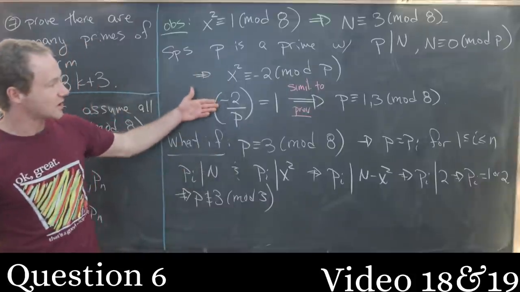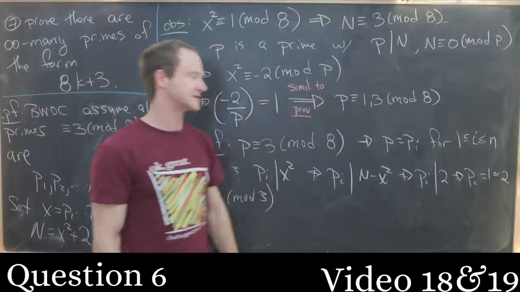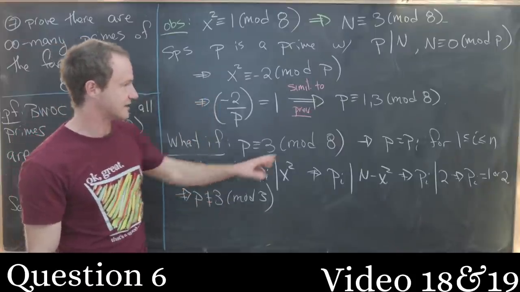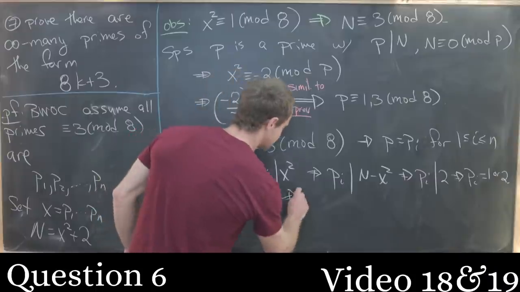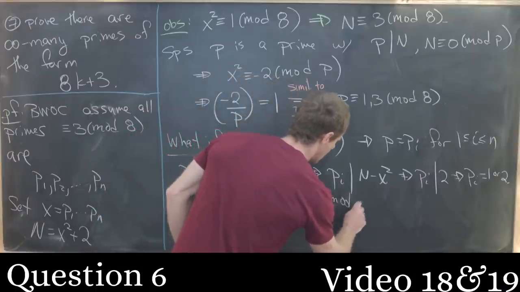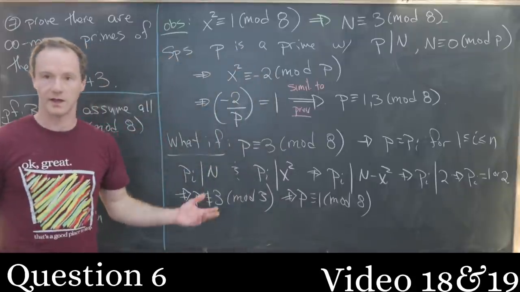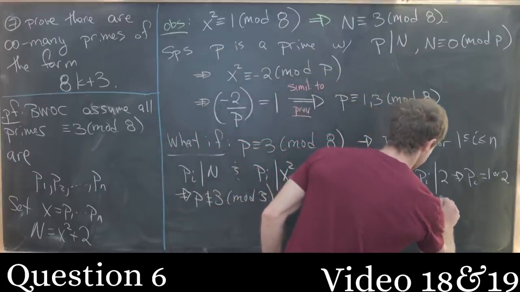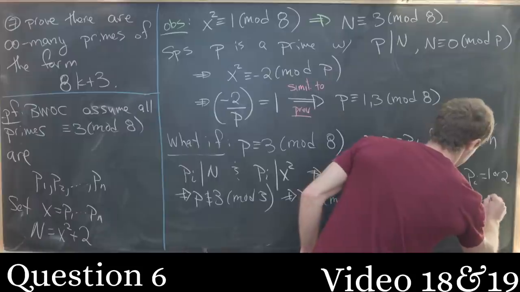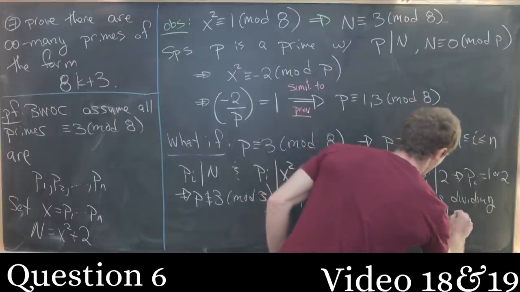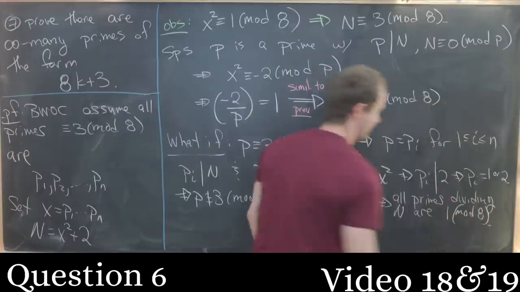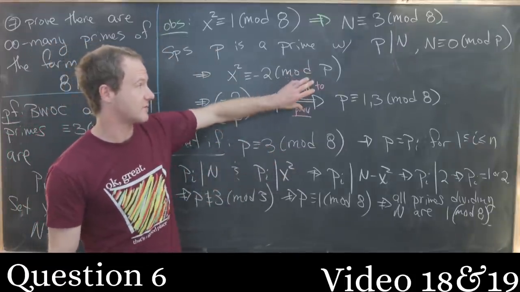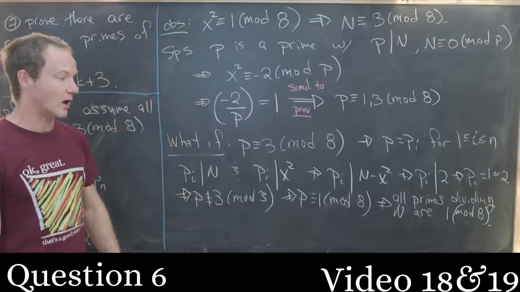Okay, so via this argument right here, we excluded the possibilities of P being 5 or 7. By this argument right here, we excluded the possibility of P being 3. So that means all that's left is P is congruent to 1 mod 8. Okay. But that means that all primes dividing n are 1 mod 8. Right? None of them can be 3 mod 8 by what we just showed. None of them can be 5 or 7 mod 8 by this up here. They all have to be 1 mod 8.